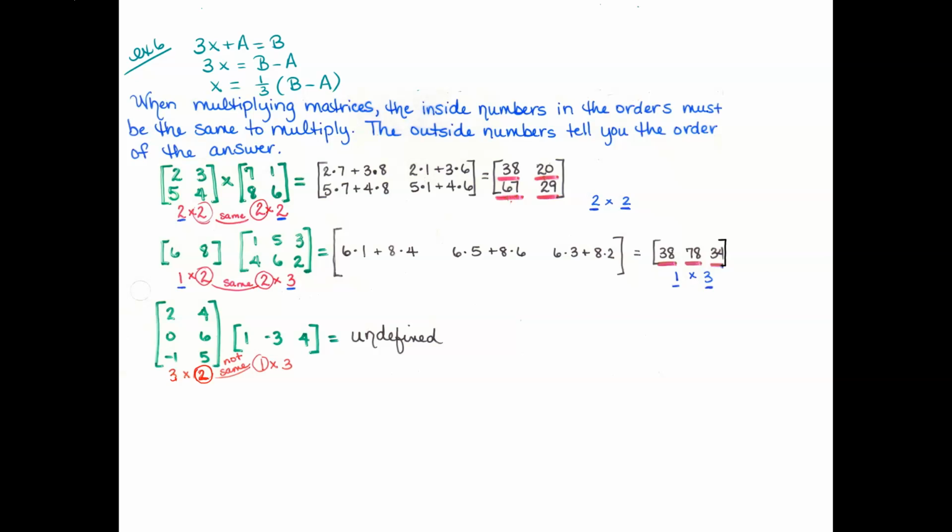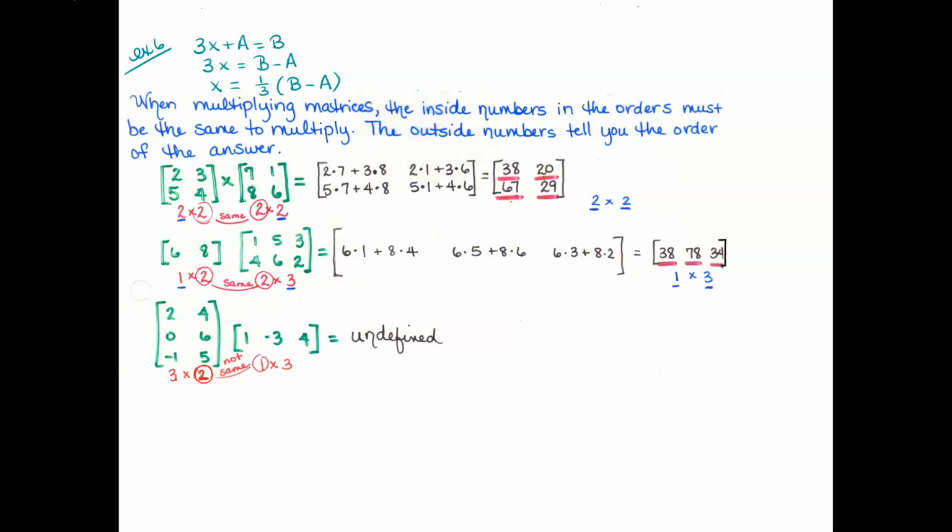What has to be true for you to add? They have to be identical, right? Exact same order. So I couldn't add or subtract these, but I can multiply them because their inside numbers are the same, okay? So what if their inside numbers are not the same? Then it can't be done.